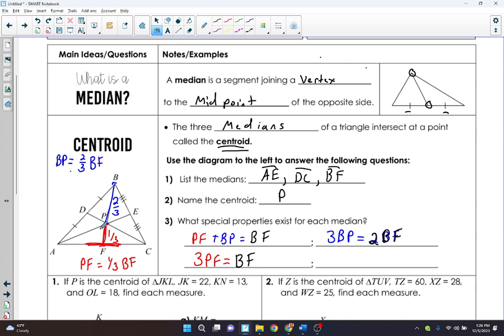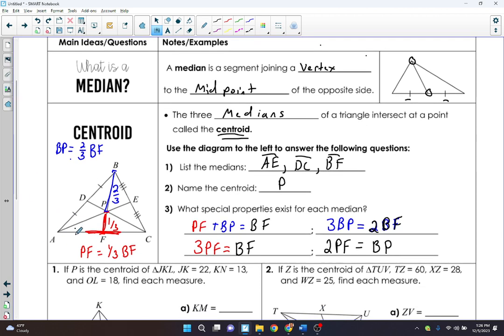And then the relationship between the small side, the one that touches the side of the triangle, versus the long side, the blue here, the one that touches the corner or the vertex. So this is 2/3, this is 1/3. So this blue one is twice as big as the red one. So 2 PF, or 2 of the red ones, equals 1 of the blue ones, BP. And this works for any median. So I could have done that with AE, or I could have done that with CD. And then they should have labeled here, this is 2 tick marks because this is a median.